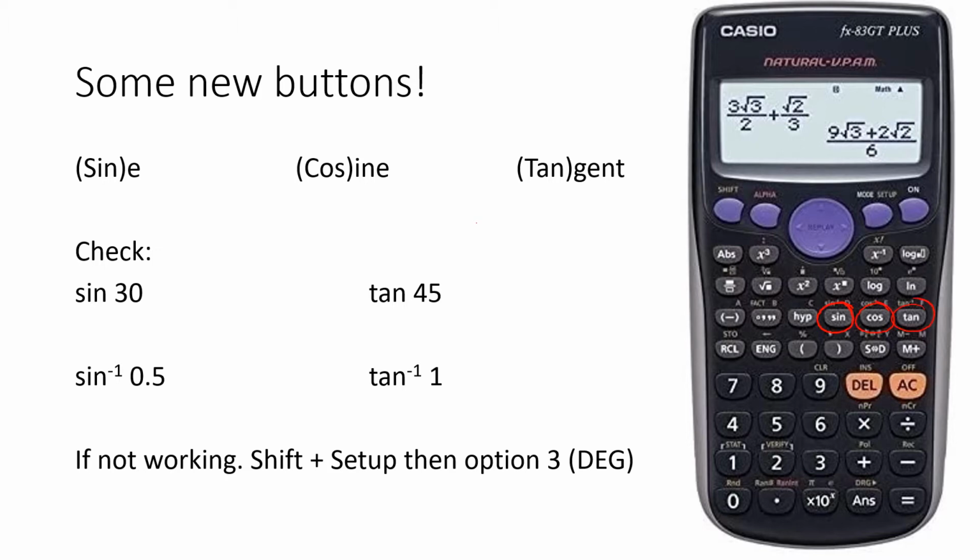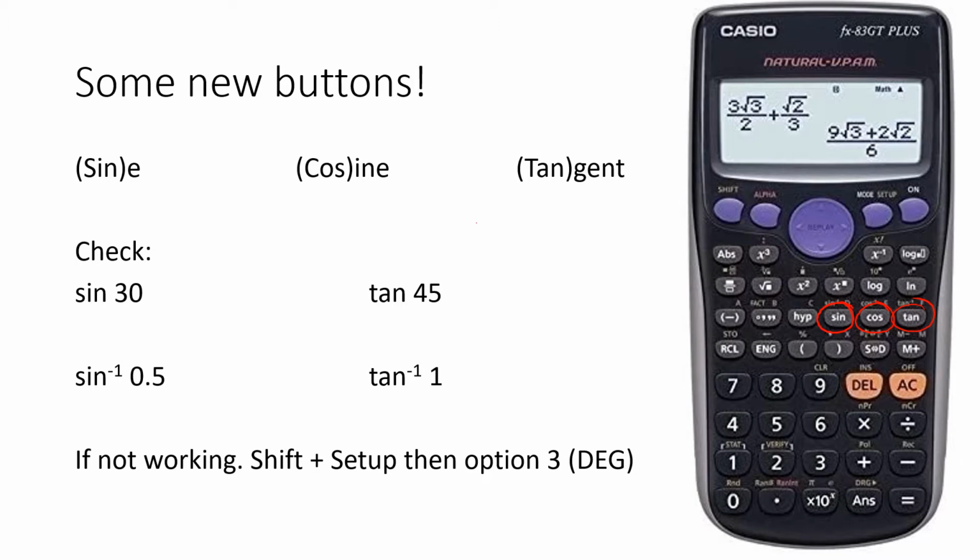That's where they are on the Casio. Those stand for sine, cosine and tangent, but I'm just going to call them sin, cos and tan. We need to do a little bit of a check that your calculator is set up correctly, because there are a couple of different settings these can be on in A level. So to make sure, I want you to type in sin 30 and see what you get.